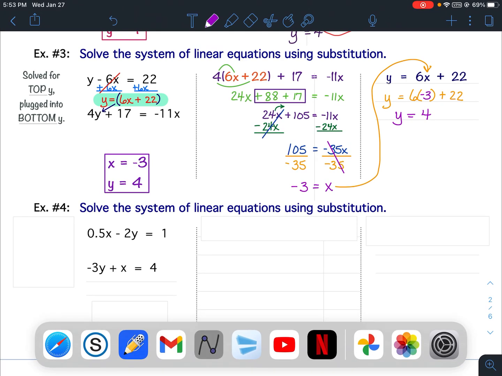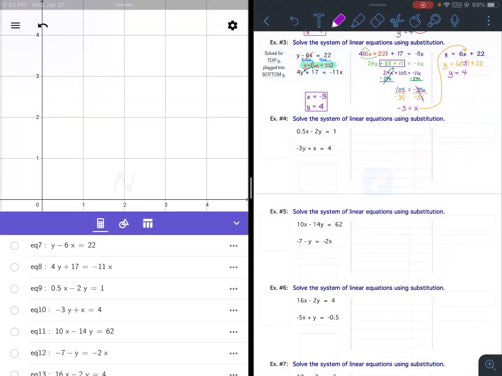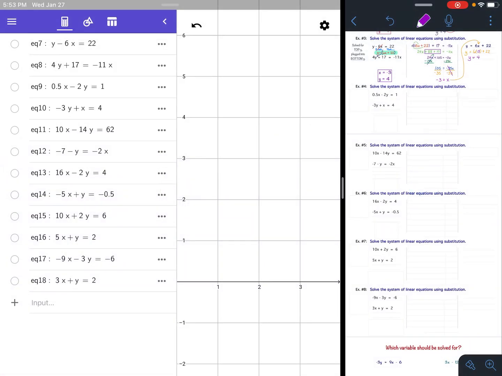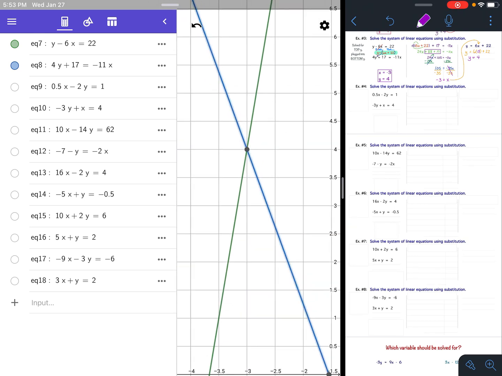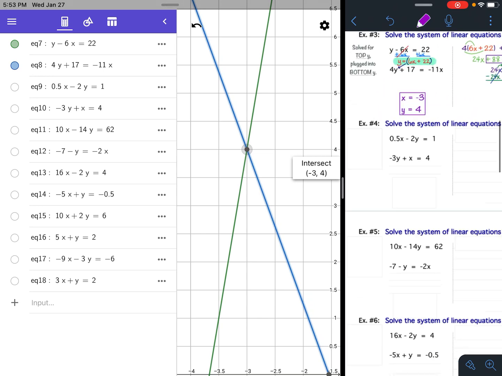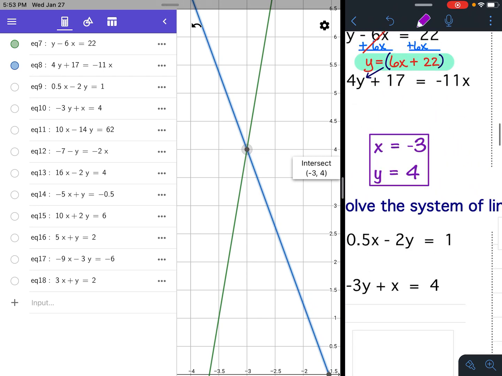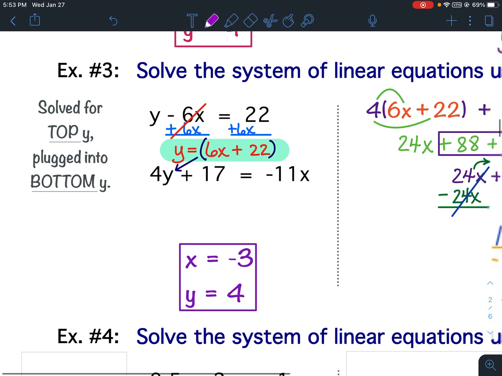All right, let's check it using the graphing calculator. So it's going to be this one and this one. All right, so let's see. Where do they intersect? They intersect at -3, 4, which is exactly what we got. All right, good job.